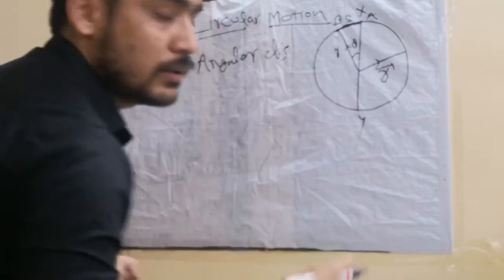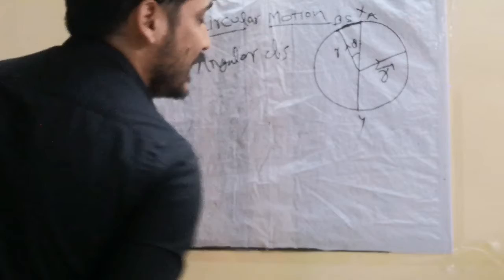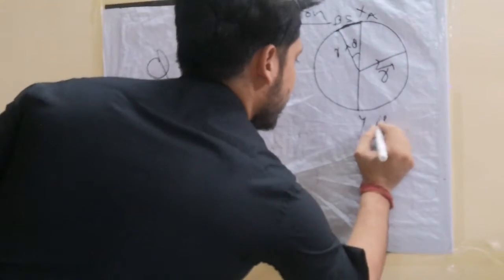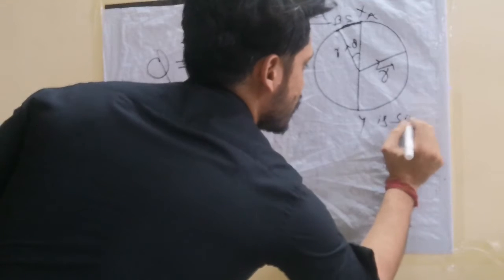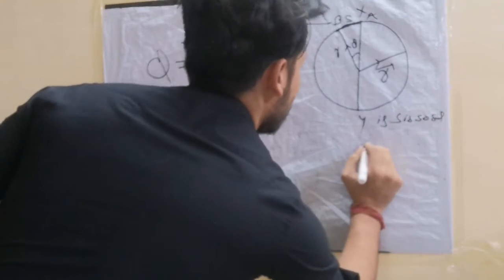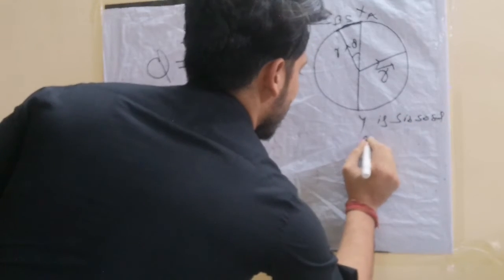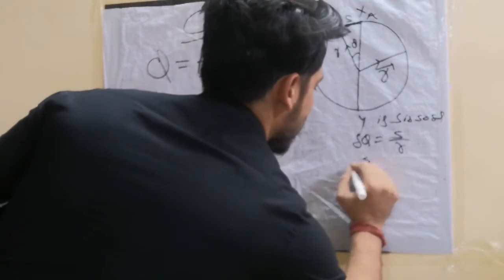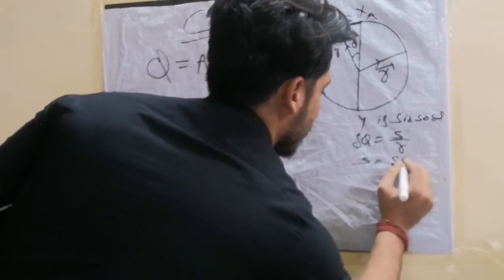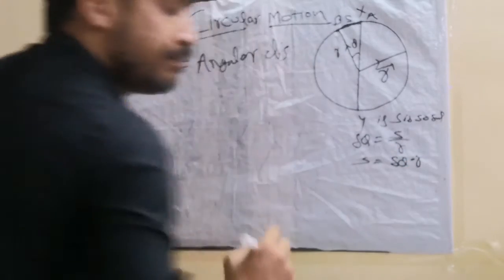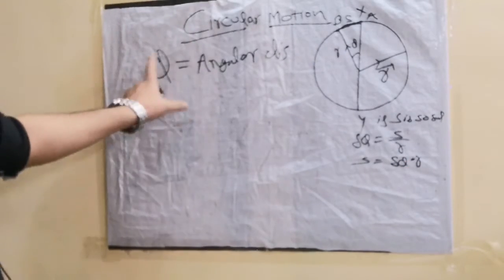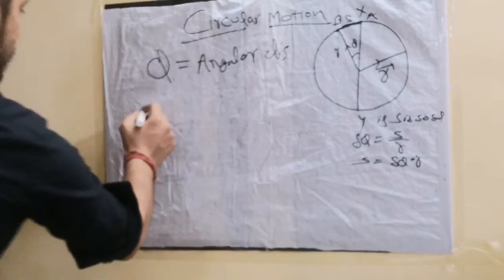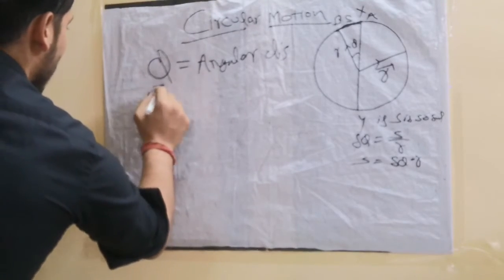If this arc length is so small, then we can consider it as a straight line. So if S is so small, then we can say delta theta is equal to S upon R, or S, the arc length, is equal to delta theta R. Then whenever there is displacement, there will be velocity, and in this case there will be angular velocity.